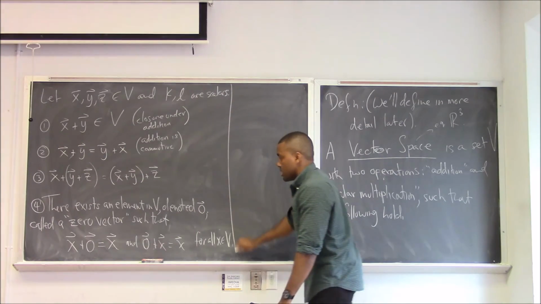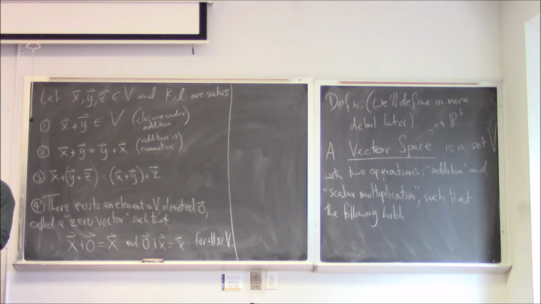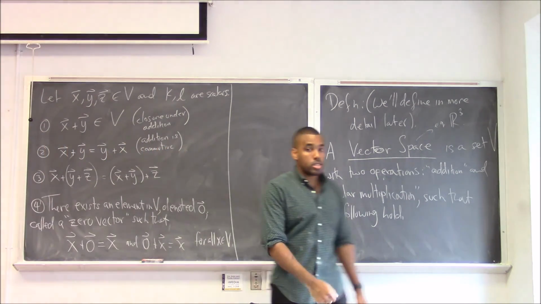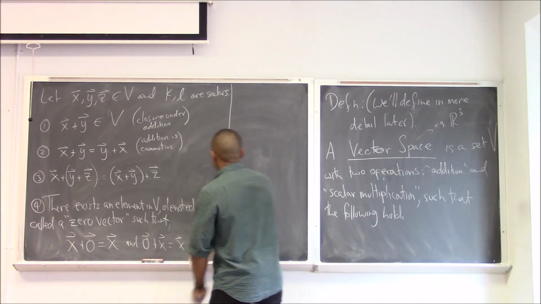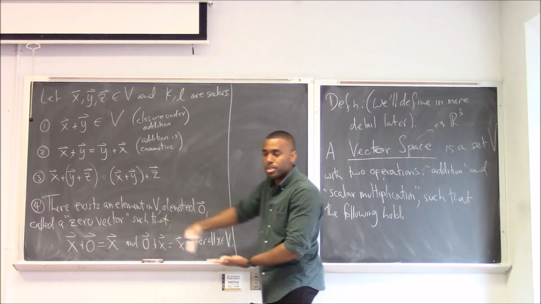Any element that does that is called a 0 vector. In R3, this was just a vector that had zeros in all the components, but it might look different depending on the context. So there's the existence of such an element in the set, which is why you had to have a plane passing through the origin to be a vector space.